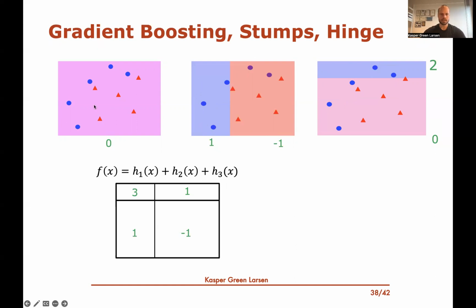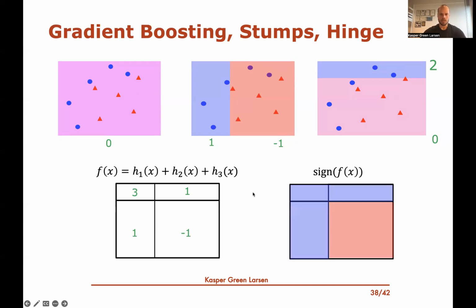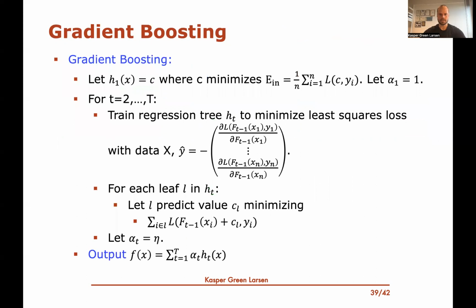Down here in this corner, the prediction is a 1 here and a 0 and a 0, so we get a 1. And in this lower corner, it's -1. So if we take the sign of this, which is the final classifier we're using, you can see it's going to predict blue out here, and it's going to predict red in here, and it's going to get all the points right. So this is an execution of gradient boosting using regression stumps and hinge loss.